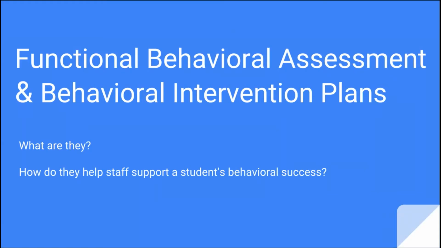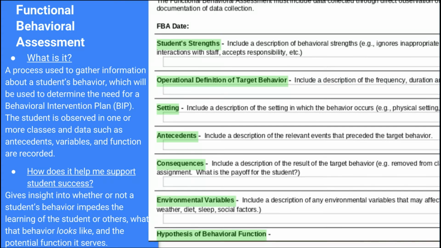Next, we will discuss Functional Behavior Assessment, or FBA, and Behavioral Intervention Plans, or BIPs. What are they? How do they help staff support a student's behavioral success? If a student who receives special education services is thought to demonstrate a behavior or behaviors that impede the student's learning or the learning of others, a functional behavior analysis, or FBA, may be completed. Functional behavior analysis is a process used to gather information about a student's behavior and will be used to determine the need for a behavior intervention plan, or BIP.